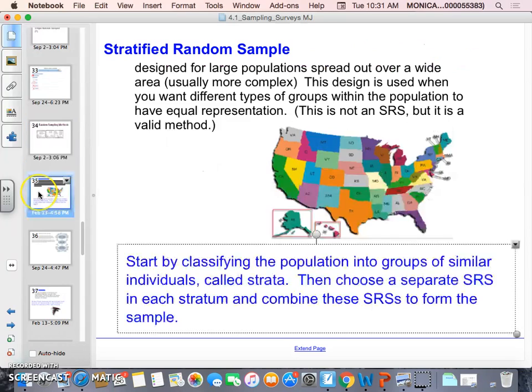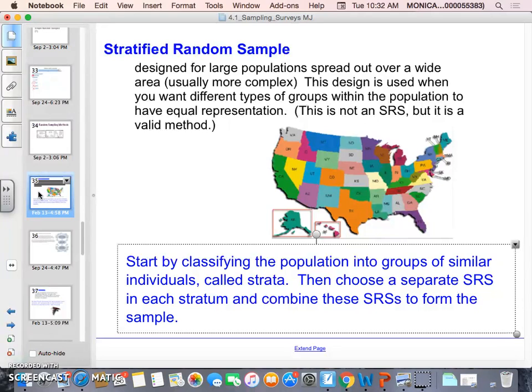All right, moving on. So a stratified random sample is a way to basically take a large population, spread out over a large area, and take different types of groups within the population to have equal representation. So the first thing you would do is start by classifying the population into groups of similar individuals.